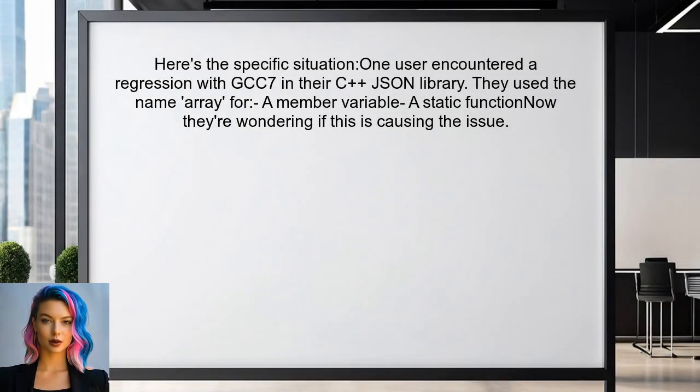Let's take a closer look at the specific situation. One user recently encountered a regression with GCC7 in their C++ JSON library. They used the name array for both a member variable and a static function. And now they're wondering if this is causing the issue. Sound familiar? Let's dig into this together.